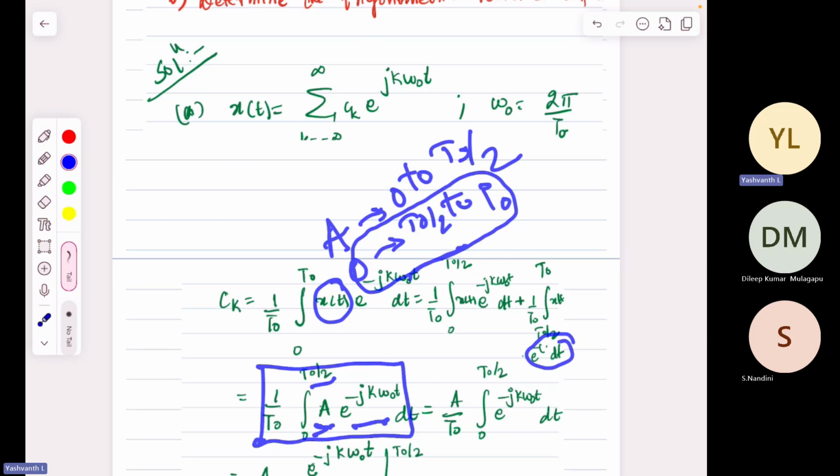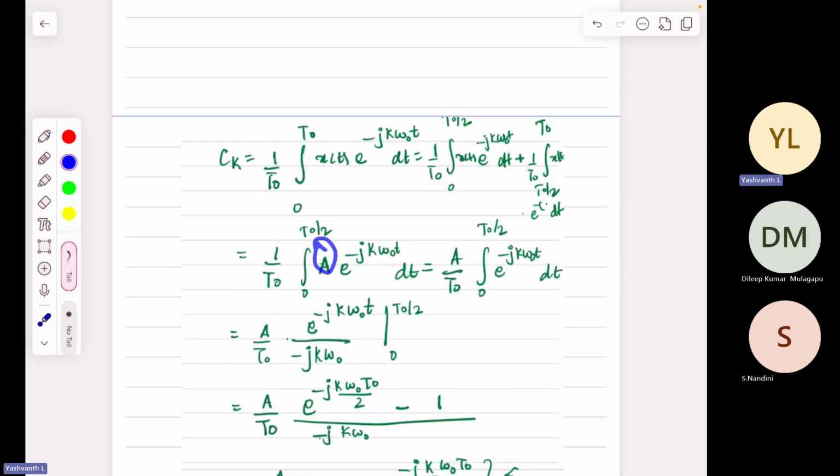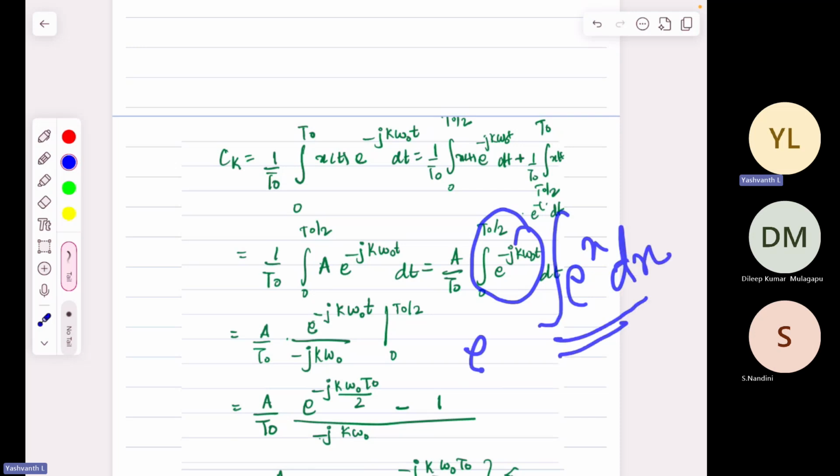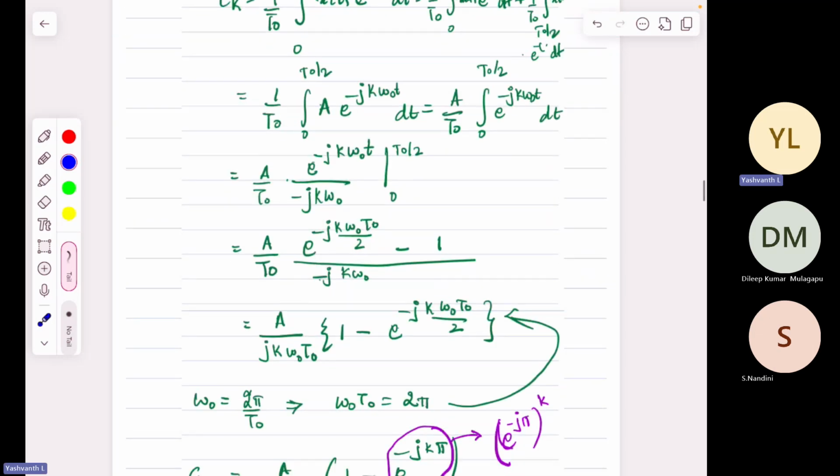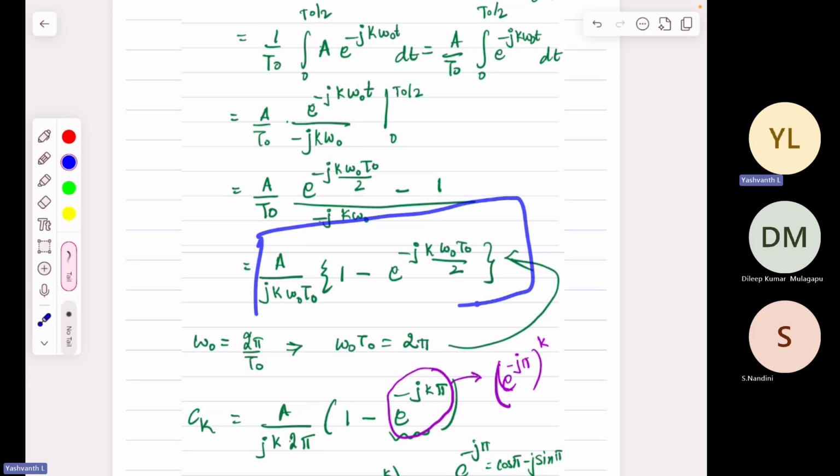a into e power minus j k omega naught t dt. A is a constant, we took it out. So a by t naught, 0 to t naught by 2, e power minus j k omega naught t dt. And we just took this like e power x integral over x dx. It's like that form, there is nothing but just e power x. But if there's a cx, then e power cx by c is the integration formula. And that's what we did here. And then apply the limits from 0 to t naught by 2. And then we just simplified a bit, and then we got this as the answer.